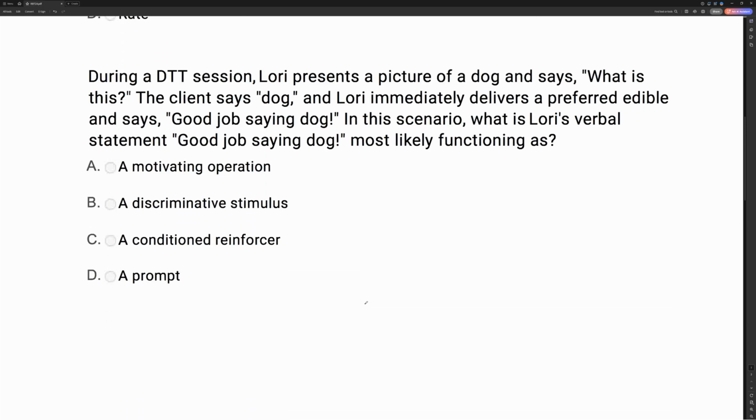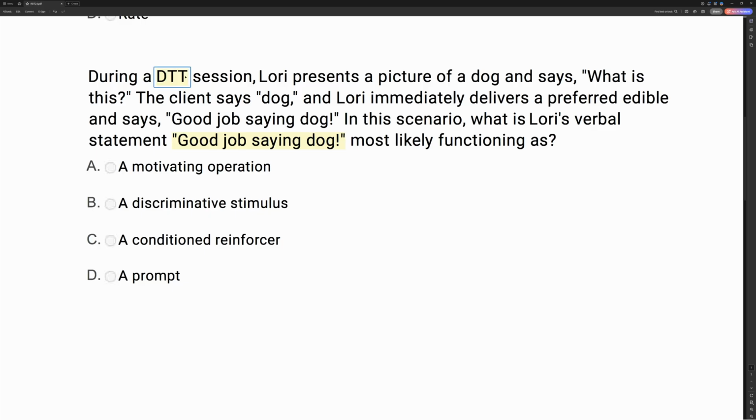During a DTT session, Lori presents a picture of a dog and says, "What is this?" The client says, "Dog," and Lori immediately delivers a preferred edible and says, "Good job saying dog." In this scenario, what is Lori's verbal statement, "Good job saying dog," most likely functioning as? So we're looking specifically at the statement, "Good job saying dog." And we want to know what it's functioning as. What's the purpose?